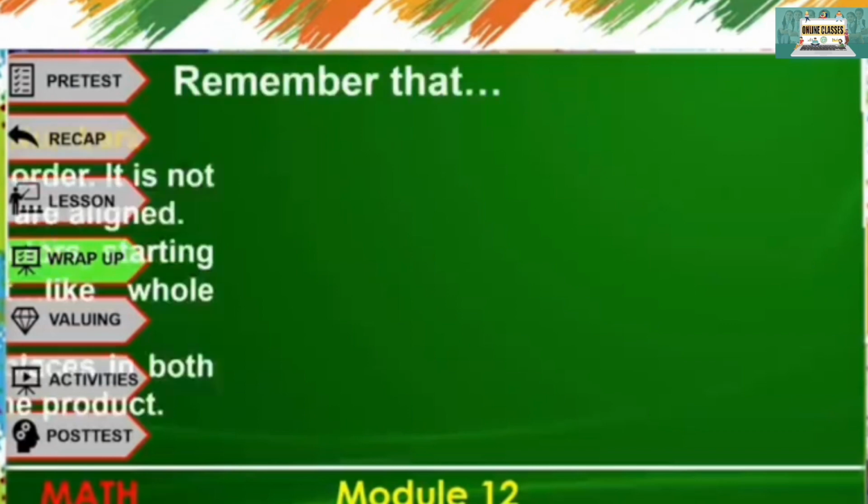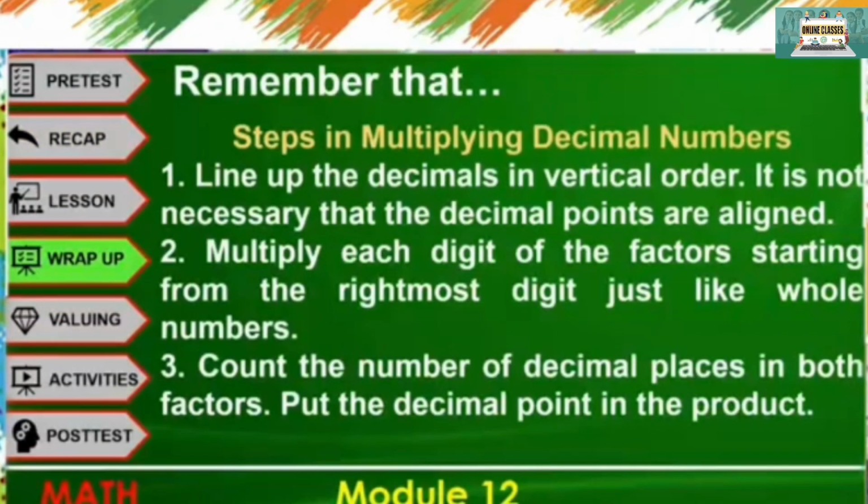Let's have a wrap up. Always remember that these are the steps in multiplying decimal numbers. First, line up the decimals in vertical order. It is not necessary that the decimal points are aligned. Number 2, multiply each digit of the factors starting from the rightmost digit, just like whole numbers. And number 3, count the number of decimal places in both factors, then put the decimal point in the product.